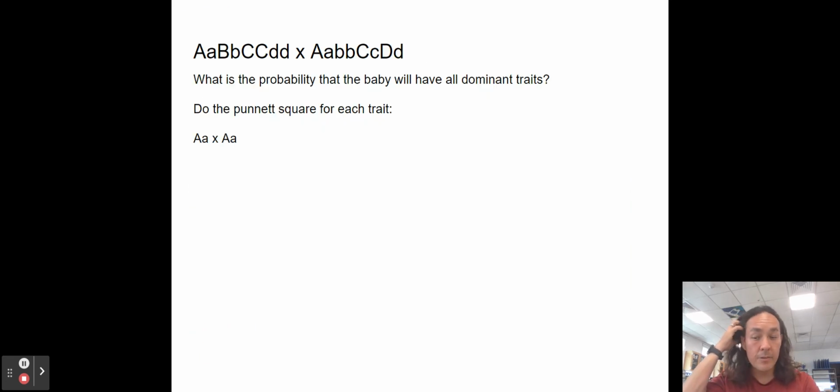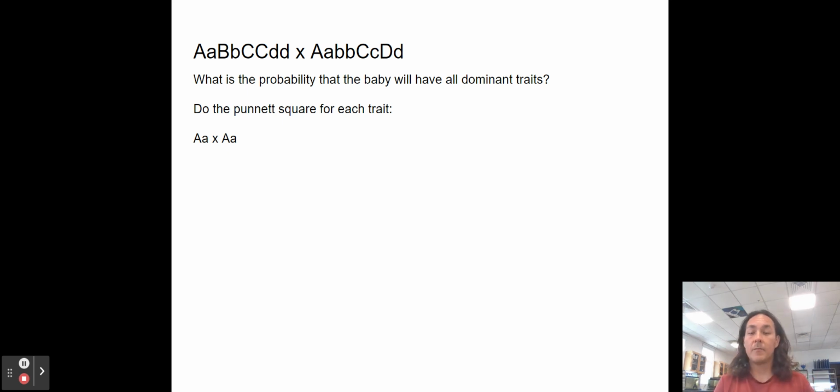So this is a new slide that I added in this year. Let's check this out. Here's 4 traits at once. If we were to go from 2 traits to 3 traits, that would go from 16 boxes to 64. And then you would have to do it times 4 to get to the next level. So it would be a lot of boxes to fill in for the Punnett square, but you could do it, right?